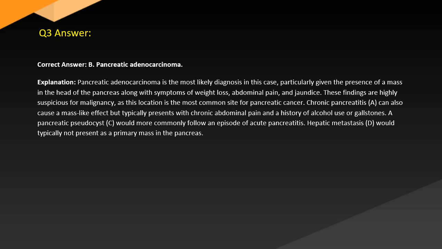Chronic pancreatitis (A) can also cause a mass-like effect, typically presenting with chronic abdominal pain and a history of alcohol use or gallstones. A pancreatic pseudocyst (C) would more commonly follow an episode of acute pancreatitis. Hepatic metastases (D) would typically not present as a primary mass in the pancreas.